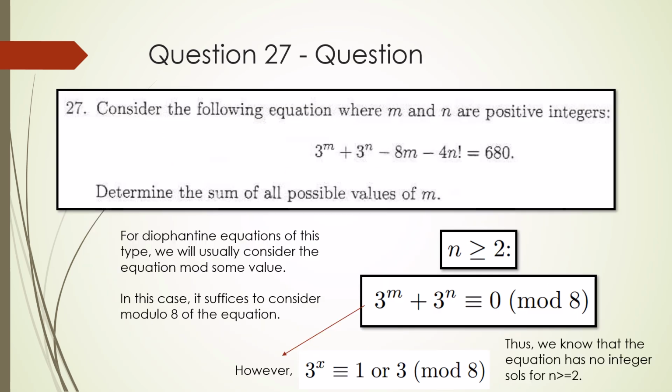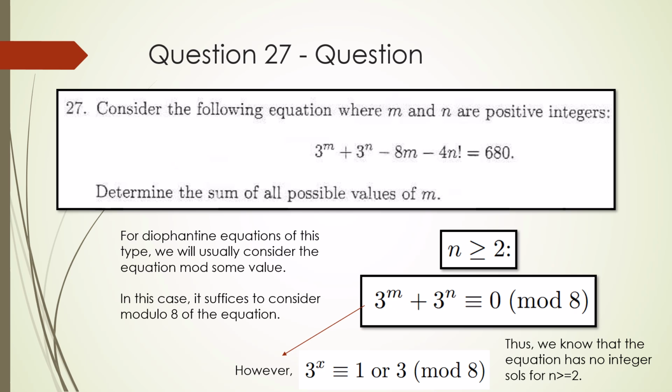We move on to question 27, it's a Diophantine equation. I'm rather a fan of Diophantine equations because it's quite satisfying, really. So here's the question, and we'll do the walkthrough. So for Diophantine equations of this type, you have factorials and powers and all sorts of weird stuff, right? So for stuff like this, what we usually do is we consider the equation mod some value, right? You can experiment a bit over here, right?